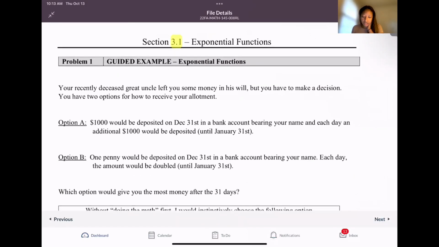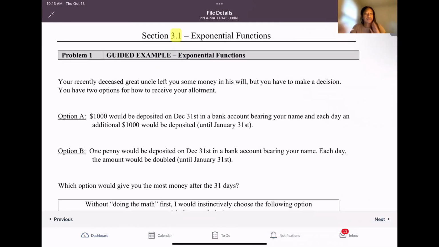Section 3.1, this is our introduction to exponential functions.